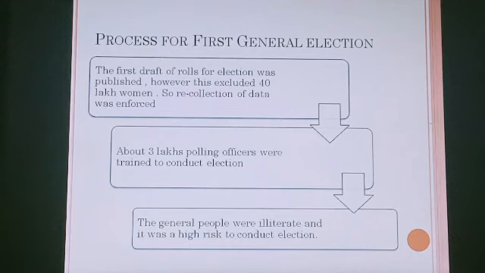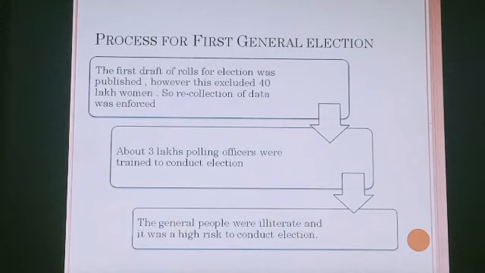Since the Election Commission was already established, now the work of the Election Commission started. Under the leadership of Sukumar Sen, the first draft of the electoral rolls, the list of the voters, was prepared. But even though it was prepared, 40 lakh women were excluded. So the election commissioner asked that the data be recollected.